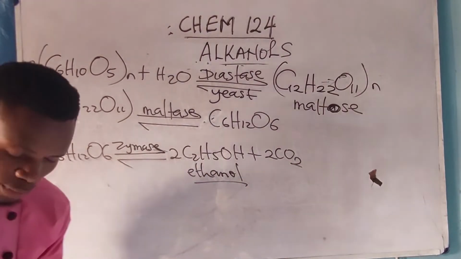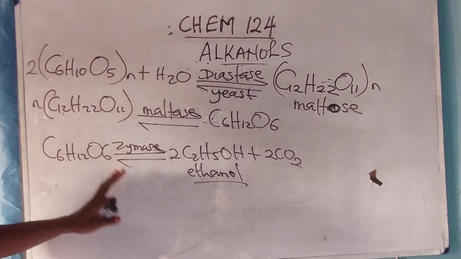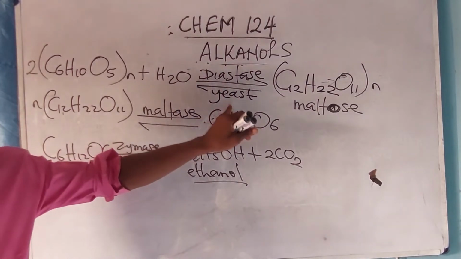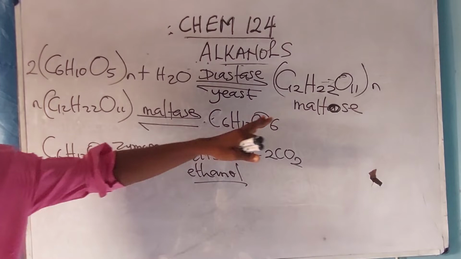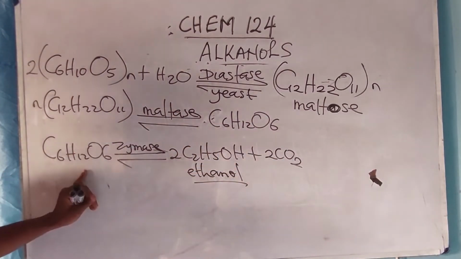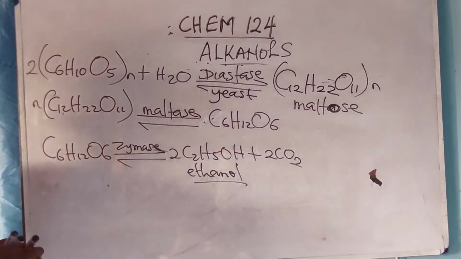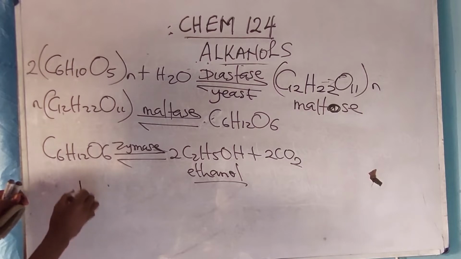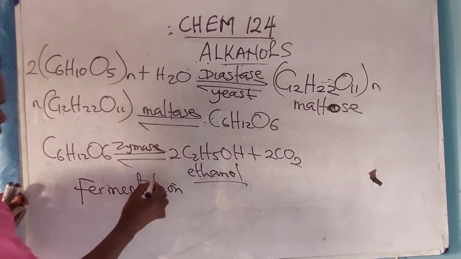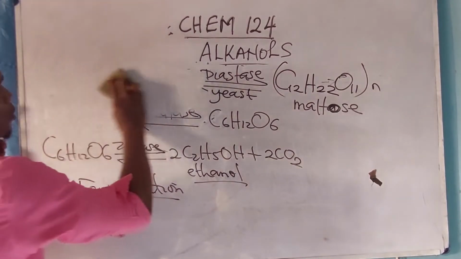So, how do we prepare other alkanols? Preparation of other alcohols. Let us get started. I believe this is understood. Diastase and zymase are produced by yeast. The enzyme that converts maltose to glucose is maltase. So don't forget, the enzyme that converts glucose to ethanol is what? Zymase. This is what? A fermentation reaction. Good. Fermentation reaction.